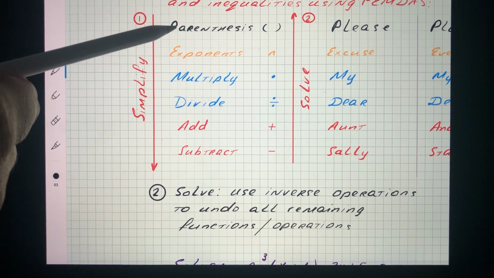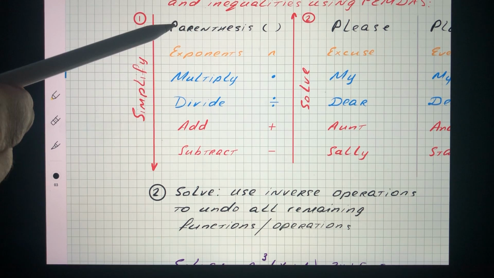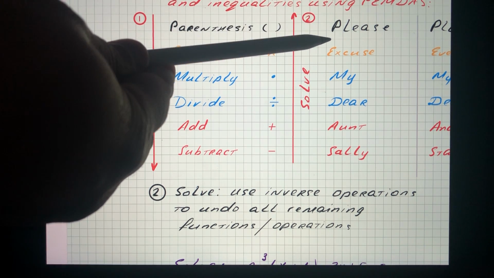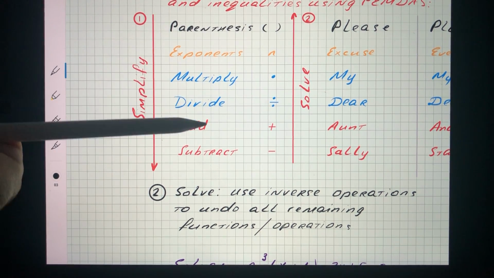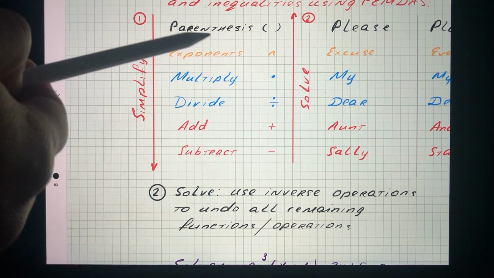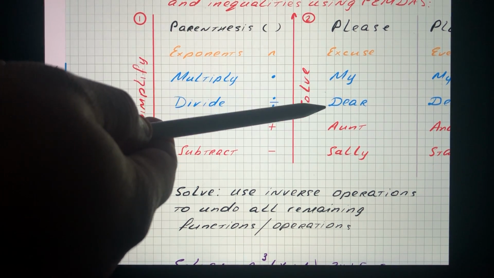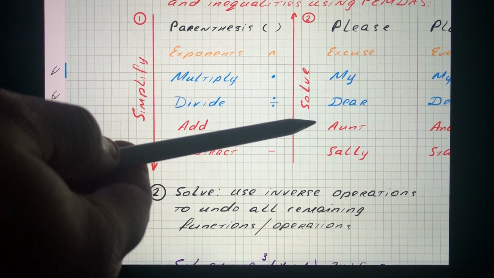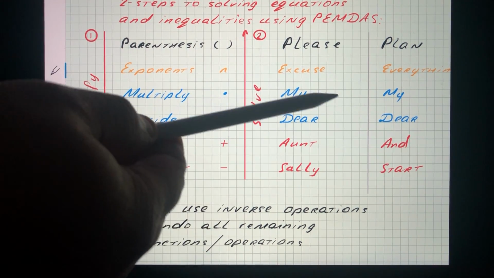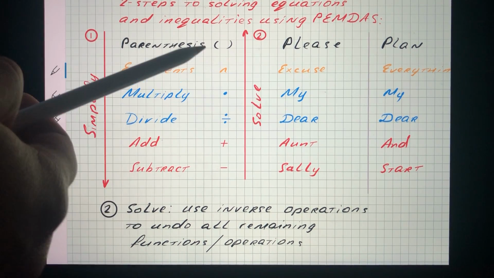To remember this acronym, parentheses, exponents, multiply, divide, add, subtract, we can remember any phrase that has the same front letters, such as please excuse my dear Aunt Sally, which corresponds to the same front letters P, E, M, and so on. So remembering the phrase please excuse my dear Aunt Sally will help us to remember the parentheses, exponents, multiply, divide, add, subtract. Any phrase with these letters would do. So if you like, you can create your own phrase that has the same letters, such as plan everything, my dear, and start. That has exactly the same letters as the PEMDAS. So it will help us to remember the order of operations.